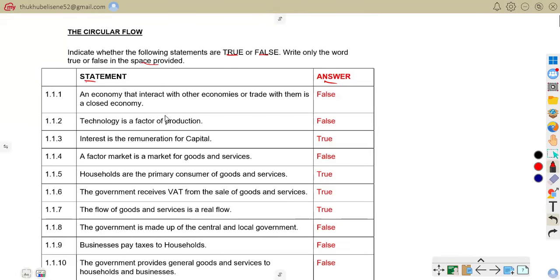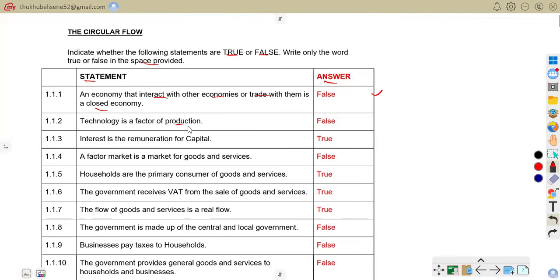So 1.1.1 says an economy that interacts with other economies or trades with them is a closed economy. It's not, it's an open economy. So that is why it's false here. A country that trades with others is an open economy, not closed.